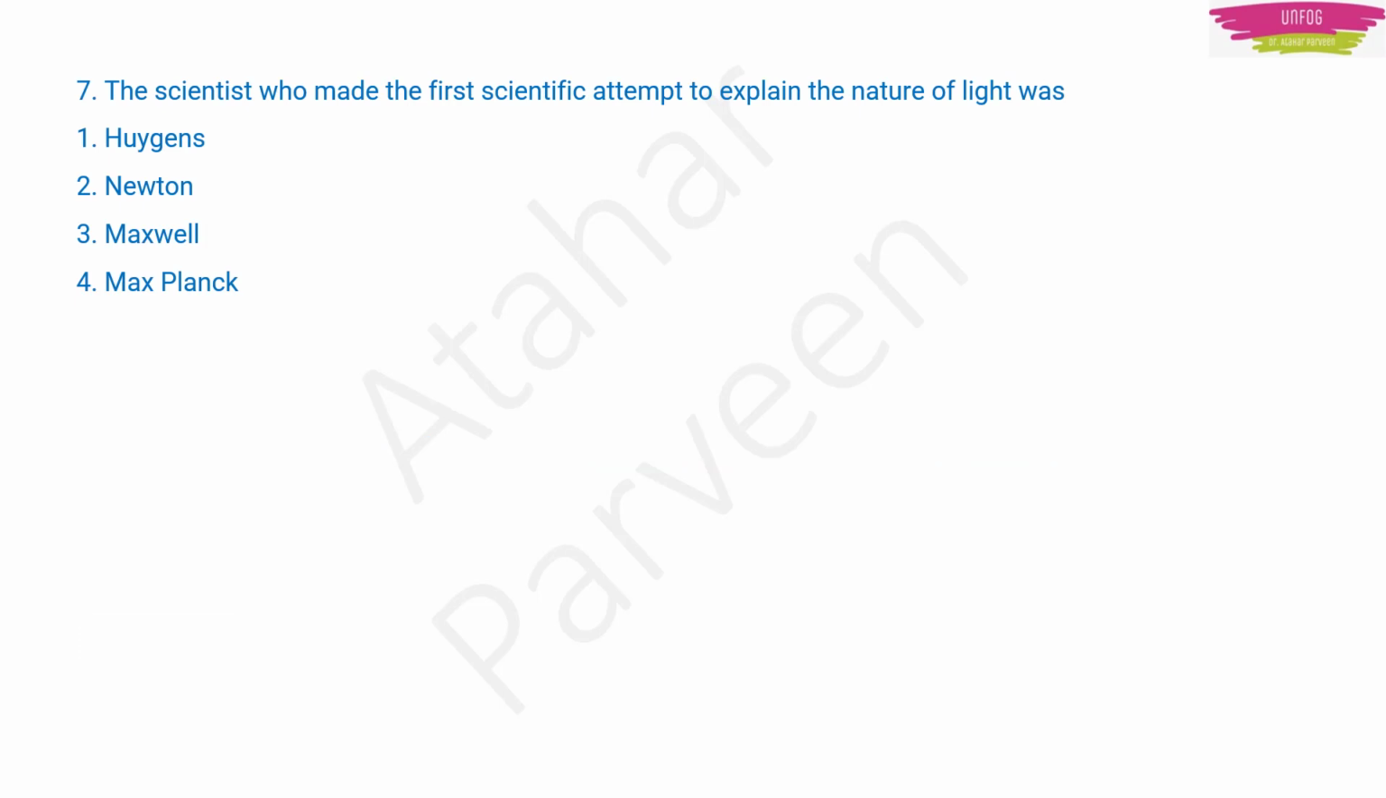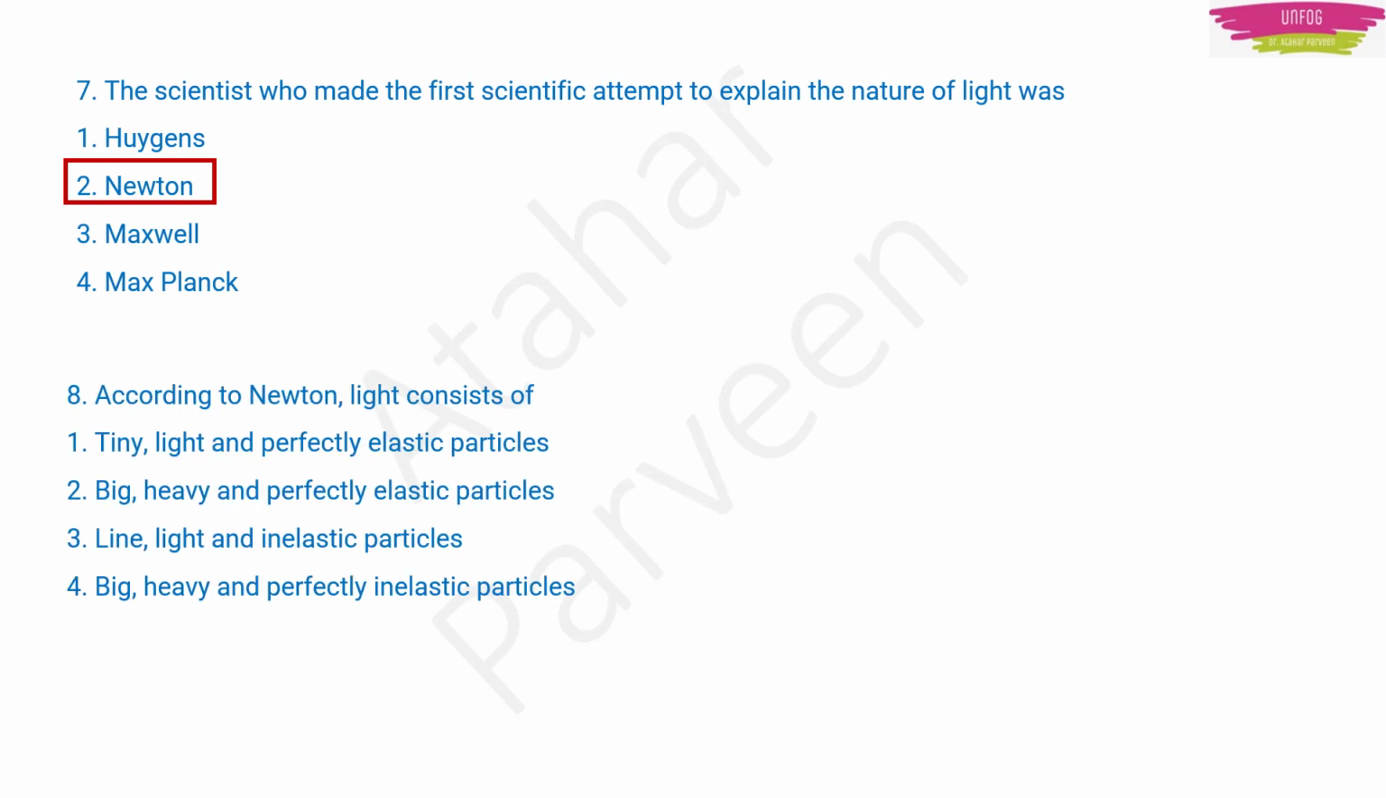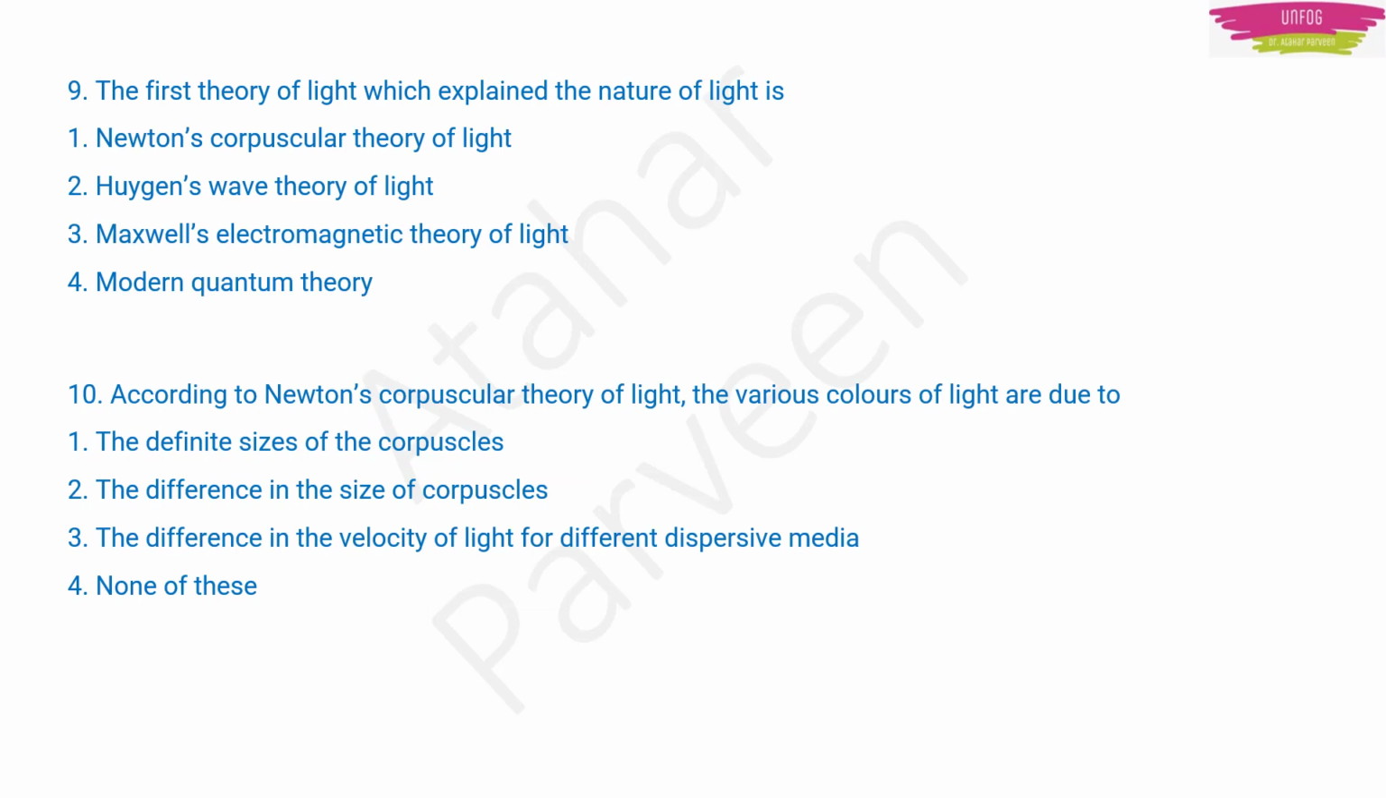Next question. The scientist who made the first scientific attempt to explain the nature of light was, of course, the great Newton. Next question. According to Newton, light consists of tiny, light and perfectly elastic particles, right? These were all his assumptions. So option 1 will be the right answer. Next question. The first theory of light which explained the nature of light is, of course, Newton's corpuscular theory of light.